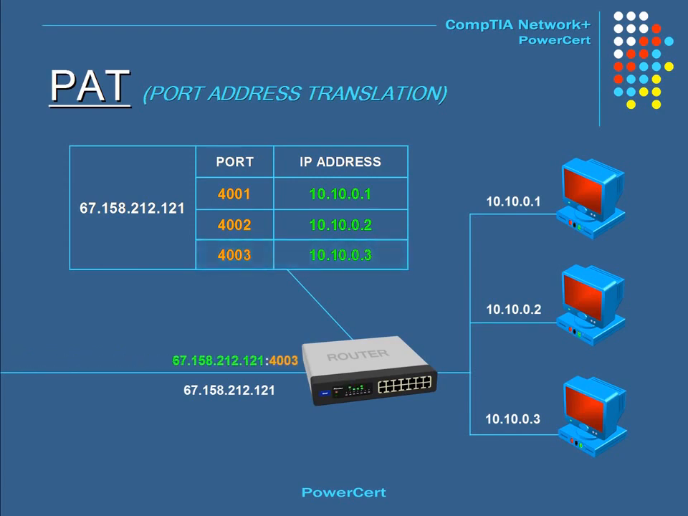So for example, if a device outside this network wanted to communicate with a computer on this private network, the IP address along with its port number will be translated by PAT to find the correct computer.